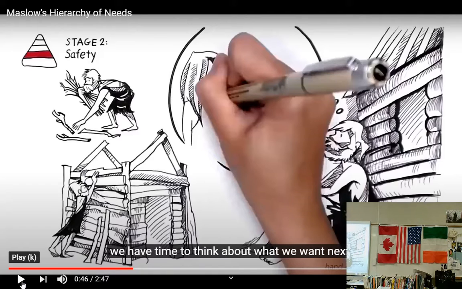So if you have an individual that is struggling finding food and water on a daily basis, they probably don't feel safe. That's why a lot of homeless people may have issues with safety, that they don't feel safe, and they can't feel safe in most situations.